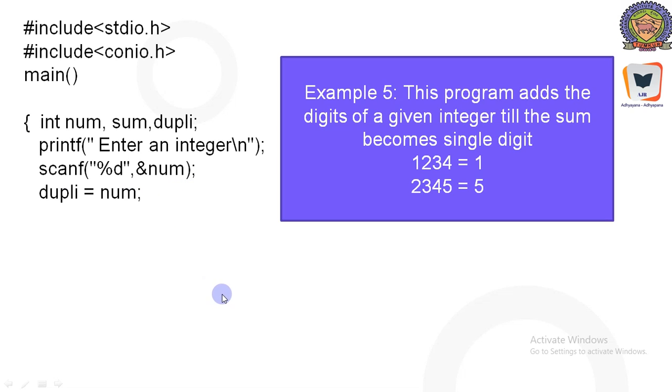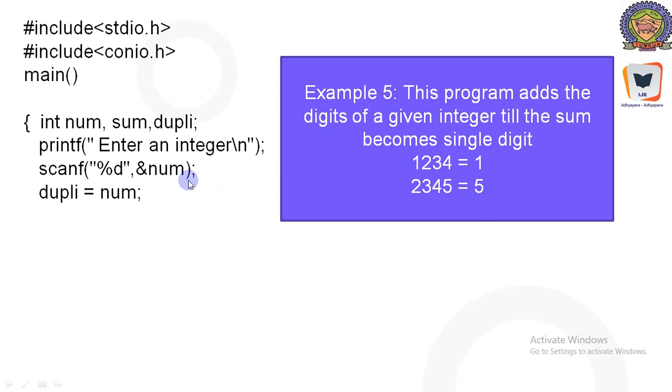Okay, next, this is the last problem. The program adds the digits of a given integer till the sum becomes a single digit. If the given integer is 1234, 4 plus 3 is 7, 7 plus 2 is 9, 9 plus 1 is 10, 1 plus 0 is 1. And for 2345, 5 plus 4 is 9, 9 plus 3 is 12, 12 plus 2 is 14, 1 plus 4 is 5.